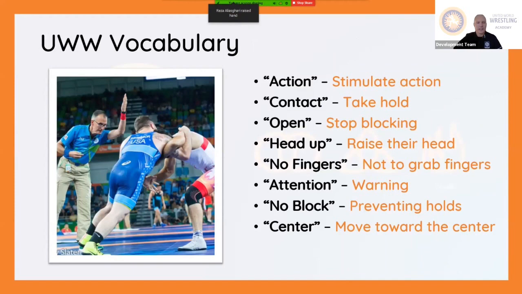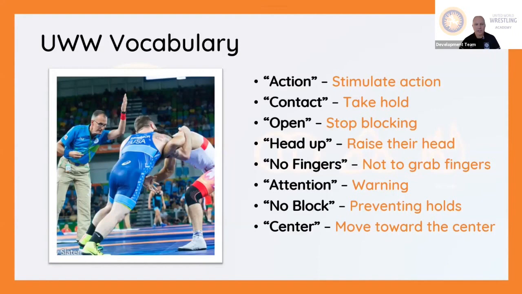The next part here is the correct United World Wrestling vocabulary. Here is a list of the terms, and I put those terms in black so that you can see what those are, and then in the orange is what they basically mean. For example, probably the most common term used during a match is the word action, and that's really just because we're trying to stimulate action. As a referee, that's one of our main points, to make sure we stimulate action and scoring.